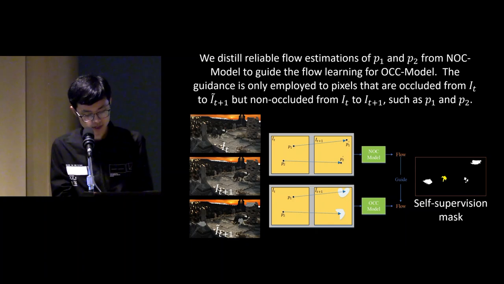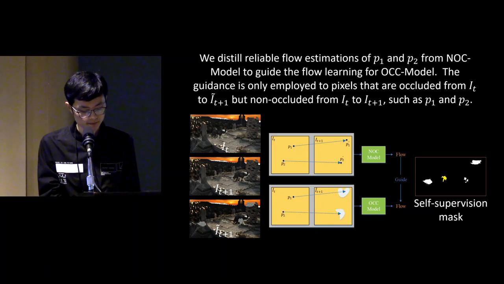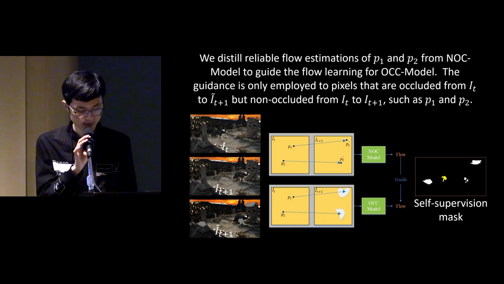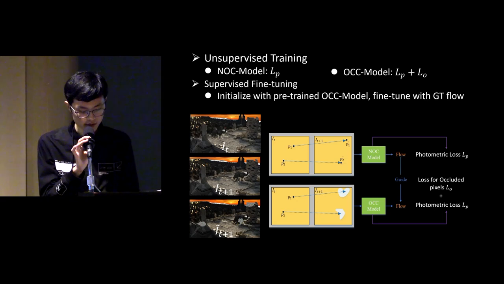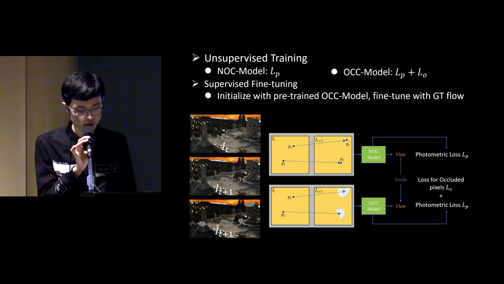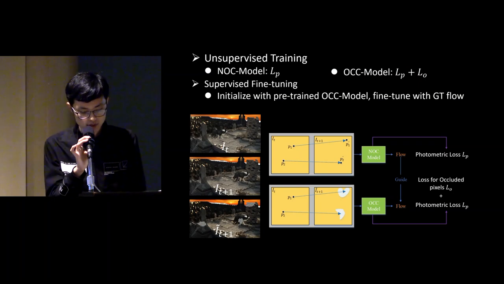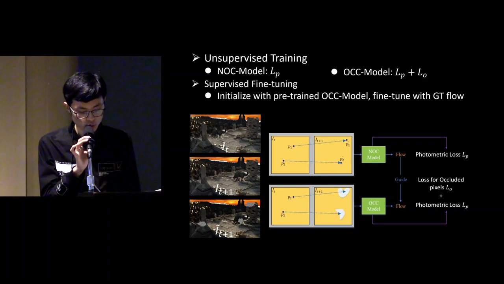Luckily, we have estimated the optical flow of P1 with the NOC model. Then we can distill reliable flow estimations of P1 to guide the flow learning of the OCC model. Note that the guidance is only applied to those newly occluded pixels, such as P1 and P2. During training, we only apply photometric loss LP to the NOC model. For the OCC model, apart from LP, we also apply LO to cope with occluded pixels. Then we use the pre-trained OCC model as initialization and fine-tune it with ground truth optical flow. Our self-supervised pre-training removes the reliance on pre-training on synthetic datasets.